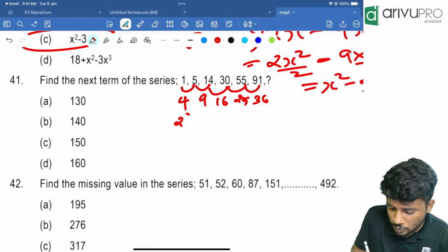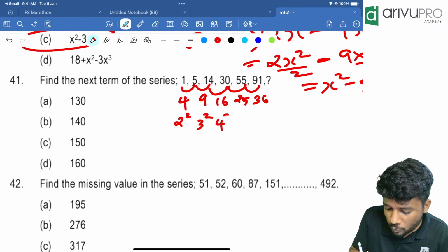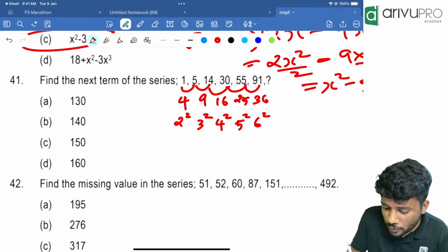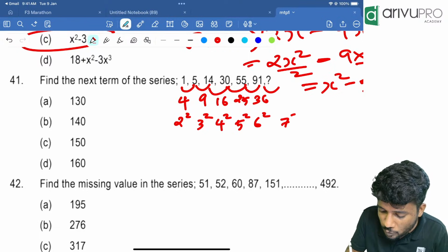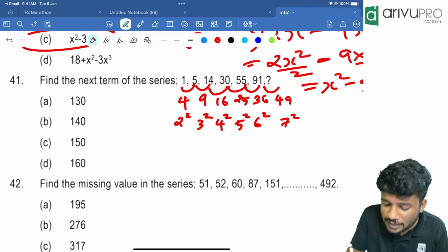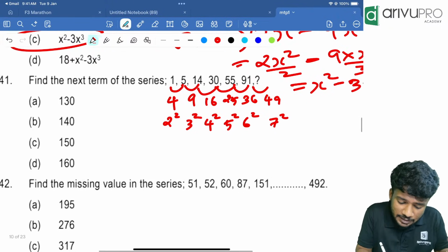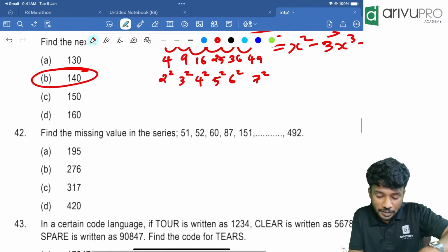Yes. This is nothing but 2 square, 3 square, 4 square, 5 square, 6 square. The next number should be what? 7 square. 7 square is how much? 49. 91 plus 49 is how much? That is nothing but 140. Option B is your answer.